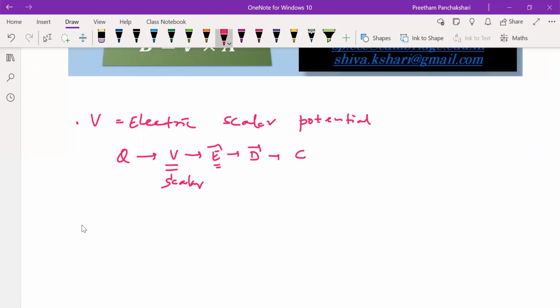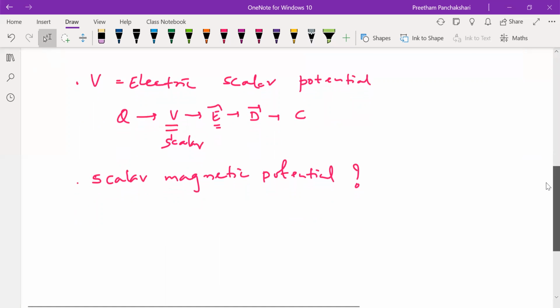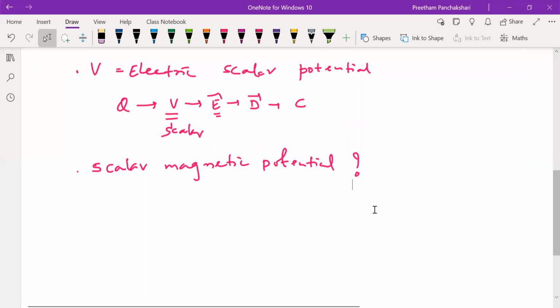So now the question comes: can we define a similar scalar magnetic potential? Is it possible to define a scalar potential for the magnetic field? Is it there, so that we can also solve the problems of the magnetic field in a simple way? So let us start working on this.